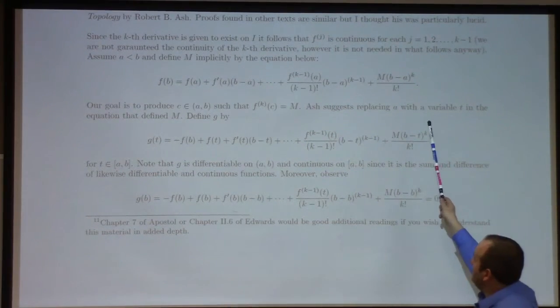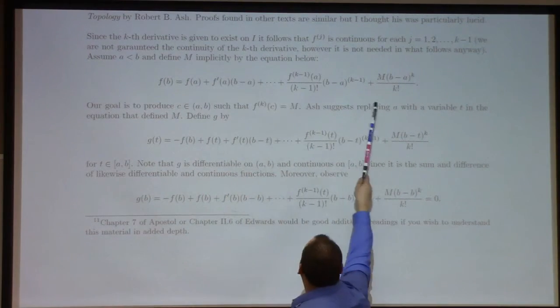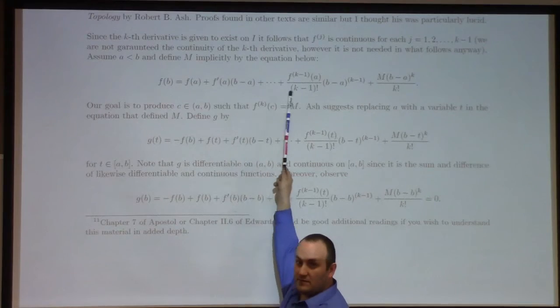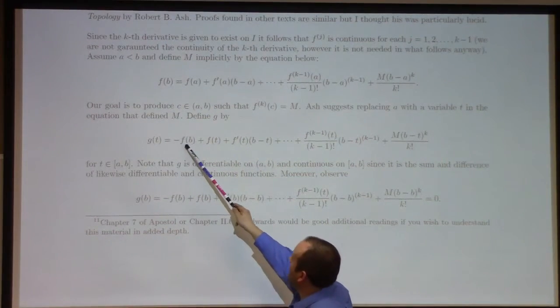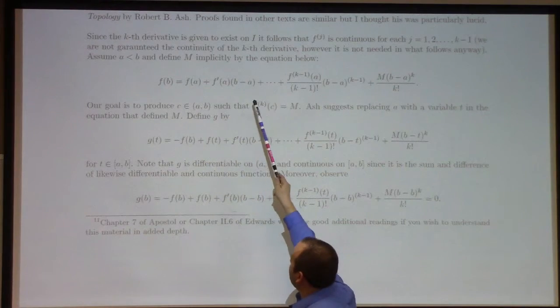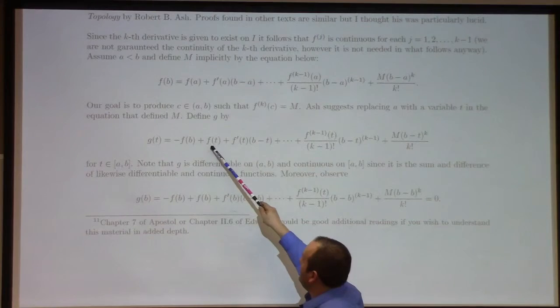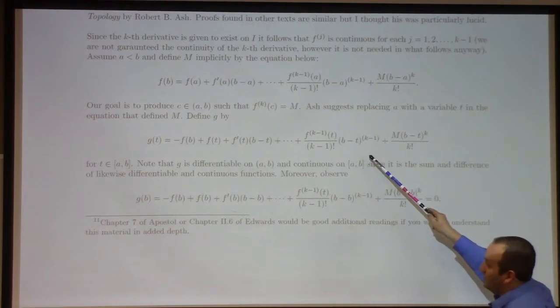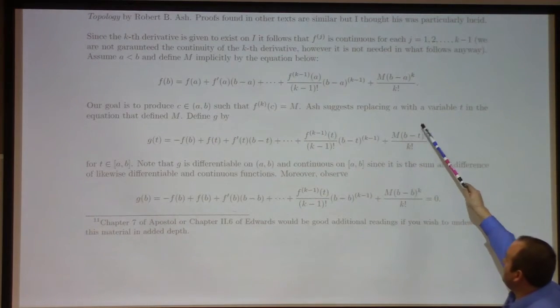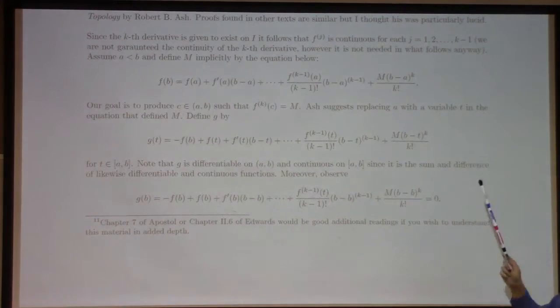Then what you do is you define another function g, which is basically setting this equal to 0. So g of t is, replacing the a with a t, minus f of b plus f of t plus f prime of t times (b minus t), and so on. Everywhere there was an a, I replaced it with t, and there's the m, all right? Now, what makes this g interesting is it satisfies Rolle's theorem.